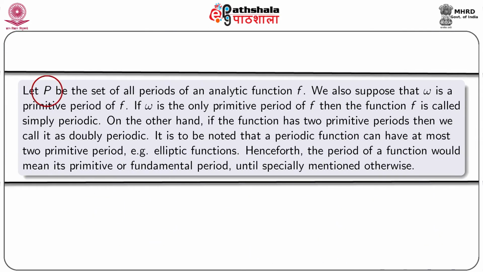Let P be the set of all periods of an analytic function f. We also assume that omega is a primitive period of f. If omega is the only primitive period of f, then the function f is called simply periodic. On the other hand, if the function has two primitive periods, then we call it doubly periodic.